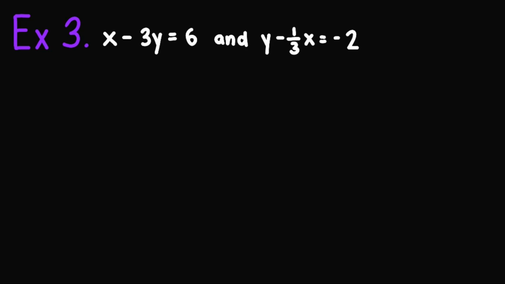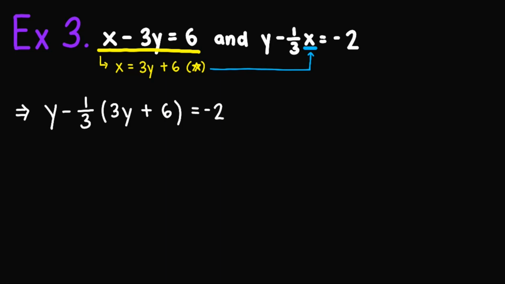Okay, so let's start. Again, we first focus our attention on one of the equations. If you focused on the equation that I don't choose, that's fine as long as you get the same answer. So let's focus on this first equation and express x in terms of y. We'll move this one to the right to get x equals 3y plus 6, and we denote this as equation star. From this, we plug this value of x here, and that will give us y minus 1/3 times 3y plus 6 equals negative 2.